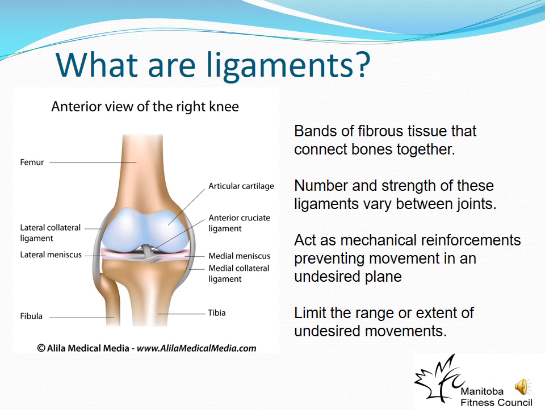We don't, for the most part, want to be stretching ligaments a lot. They're there to protect our joints. Having loose ligaments usually means things are unstable. Not always, but usually. So these are mechanical reinforcements preventing movement in undesirable planes. We find ligaments in all different joints, and they are there to help reinforce the joint and to guide movement in other directions.